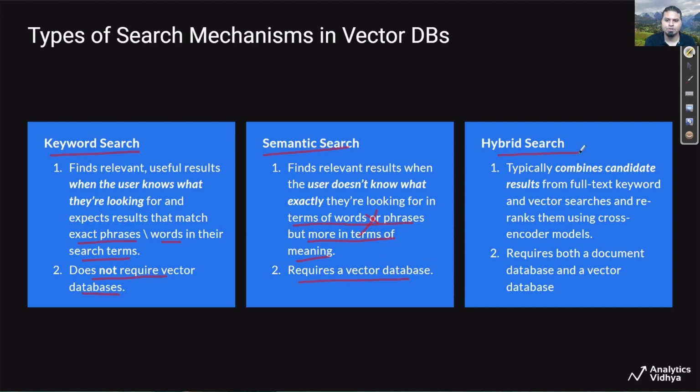And hybrid search is a combination of these where you can combine a full text keyword search and a vector search. Then you can even rank the results optionally using a cross-encoder model, which is also known as a re-ranker model. Okay, so we will see a re-ranker model in the project which we will be looking at towards the end of this module, as well as in our advanced RAG course. And this requires both a document database and a vector database, because the document database will store the keyword representations in terms of bag of words, and the vector database will store the embeddings.